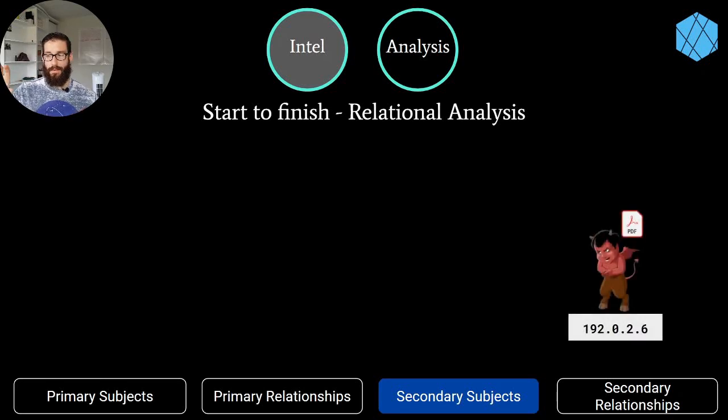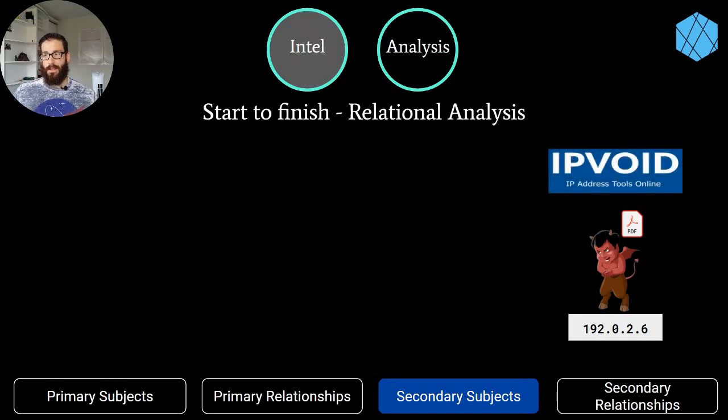Now we have the secondary subject that was hard-coded into the PDF, as we mentioned earlier. Remember, we start with the subjects, and we have to learn more about them. So we're going to learn more about the subject first before we talk about the relationships. We're going to look at this IP address and throw it up in IPVoid to see if there are any blacklists. When we do that, we realize this IP address has been blacklisted maybe three or four times.